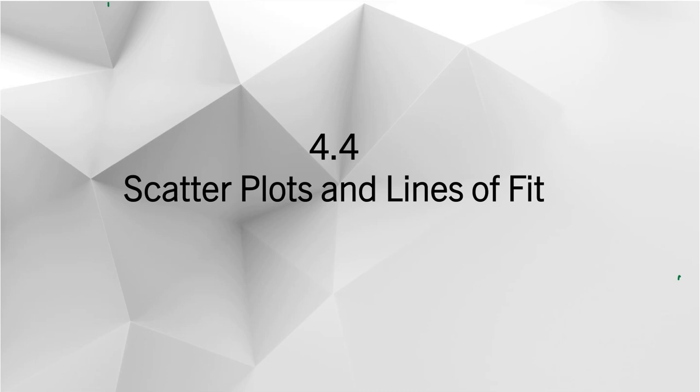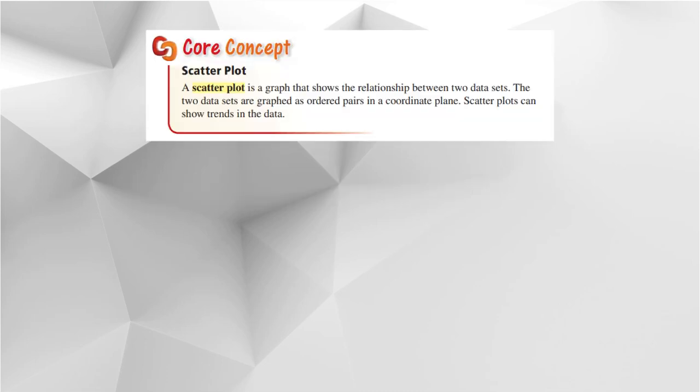4.4 Scatter plots and lines of fit. A scatter plot is a graph that shows the relationship between two data sets. The two data sets are graphed as ordered pairs in a coordinate plane. Scatter plots can show trends in the data. A scatter plot allows you to see the trends, correct?